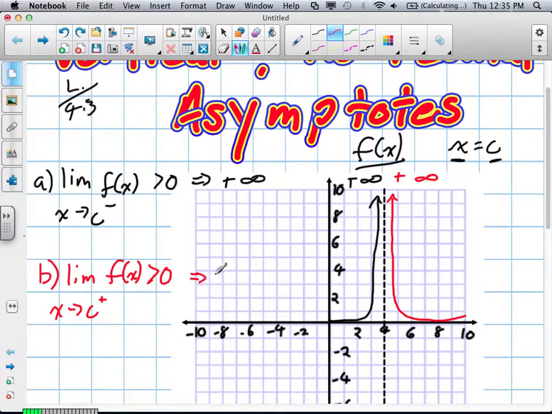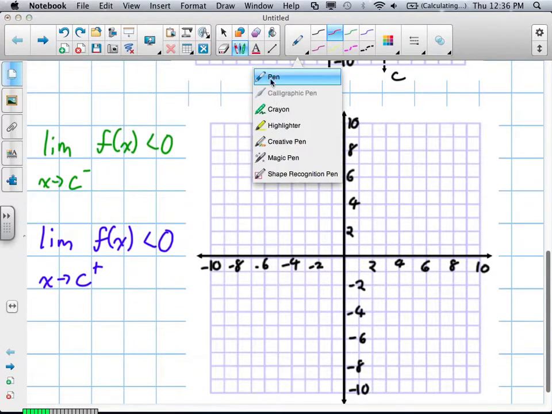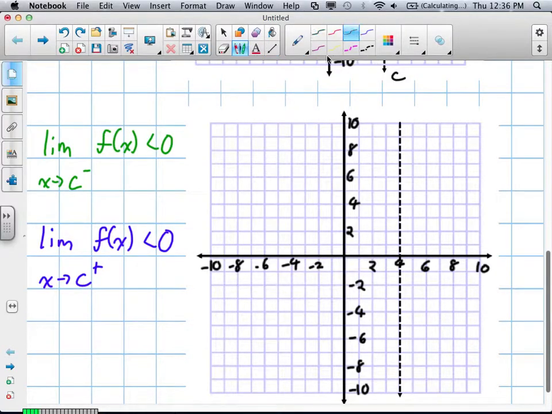Okay? So anytime we plug in a number a little bit larger or a little bit less than our vertical asymptote, if we get positive values, that means we're approaching positive infinity. Okay? We're going to go over the same idea. This time I'll get my left and right correct, I hope. This one here is our limit as x approaches c. This is c again from the left, which means this way.